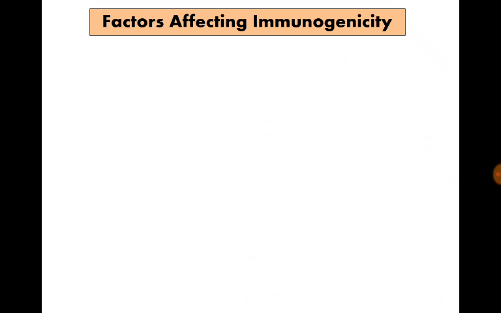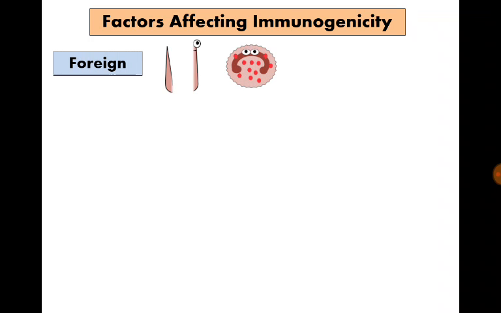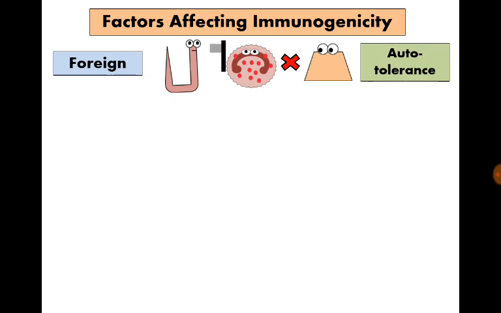And now, what are the factors that determine whether this antigen will produce a strong immune response or a weak immune response? What are the factors that can affect immunogenicity of an antigen? Number one, foreignness. Only foreign microbes and molecules can stimulate immune cells. Cells of the immune system can't identify our body cells and can't elicit an immune response against them. And this is called autotolerance.